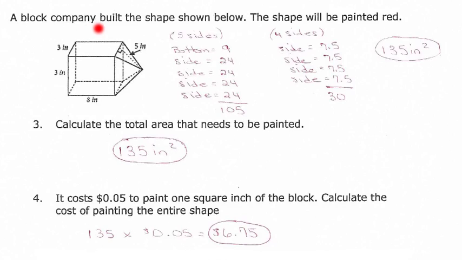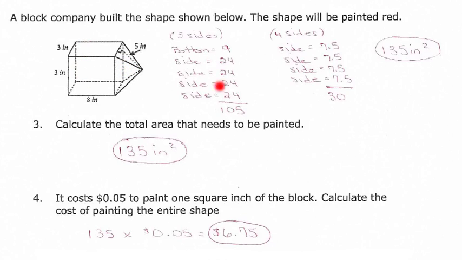A block company built the shape shown below. The shape will be painted red. Calculate the total area that needs to be painted. So you're going to paint the outside, and that is surface area. So if you look at this block, it will be 5 sides of the cube or the rectangular prism that you're going to have to calculate, because you're not going to calculate the part that's attached to the pyramid.